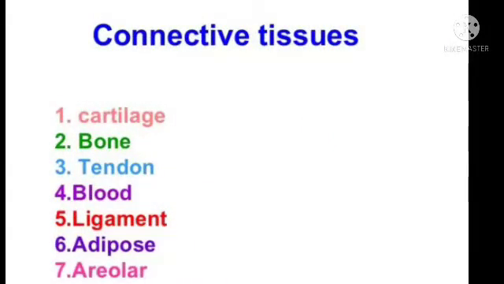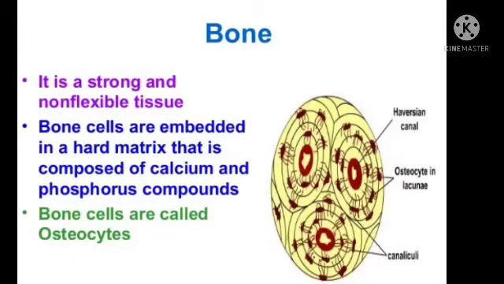Connective tissue: cartilage, bone, tendon, blood, ligament, adipose, and areolar. Bone. It is a strong and non-flexible tissue. Bone cells are embedded in a hard matrix that is composed of calcium and phosphorus compounds. Bone cells are called osteocytes.